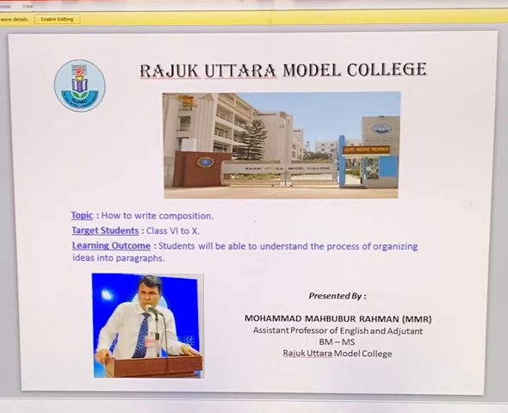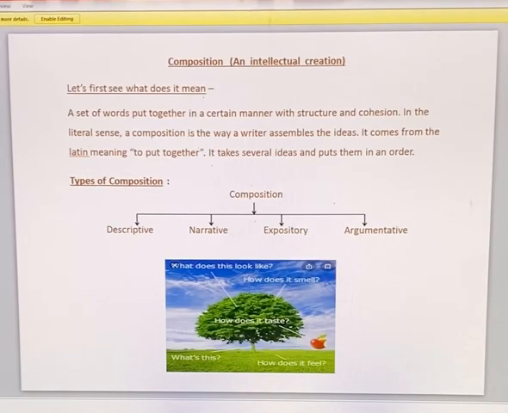Now, let us see how we can write a good composition. First of all, we need to see what a composition is. What does the word composition mean? It's an intellectual creation. It means a set of words put together in a certain manner with structure and cohesion. In the literal sense, a composition is the way a writer assembles the ideas. It comes from the Latin meaning to put together. It takes several ideas and puts them in an order.